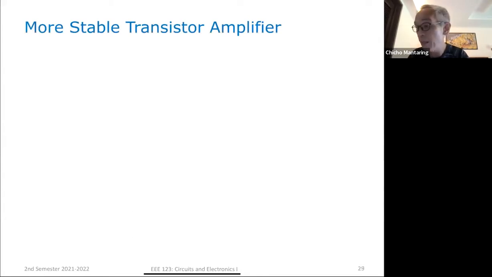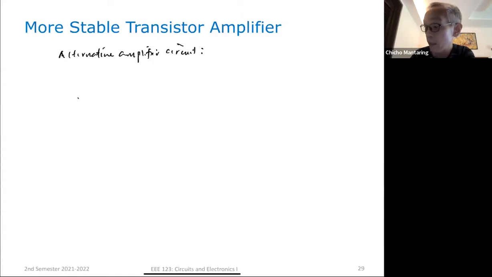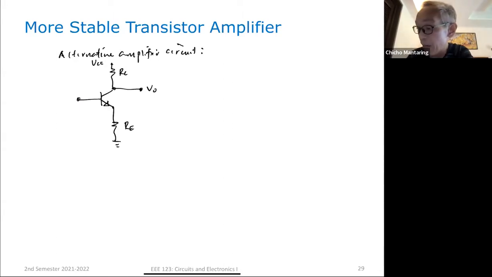So instead of having a base resistor, having an emitter resistor makes your current source more stable. Actually, it also makes your amplifier more stable. So an alternative amplifier circuit is something like this: RE, RC, VO, VCC. And this is now my VIN. So my VIN will be something like that, and my output will be something like this.